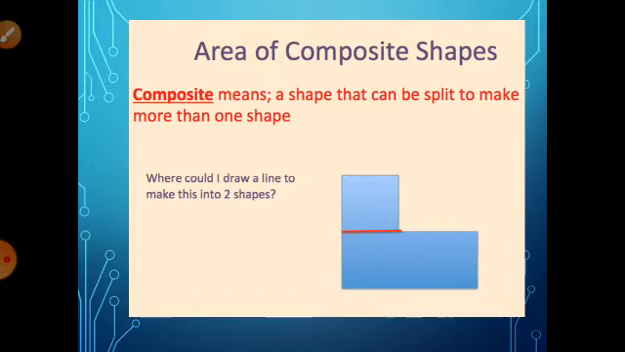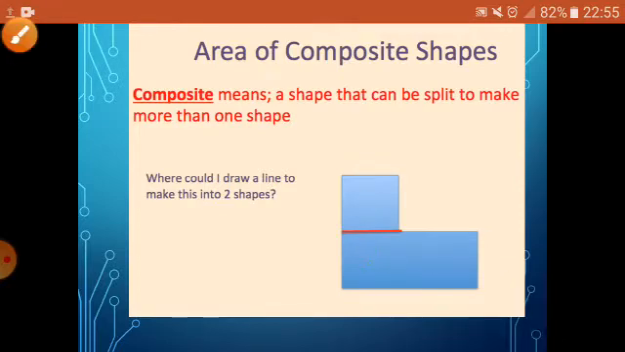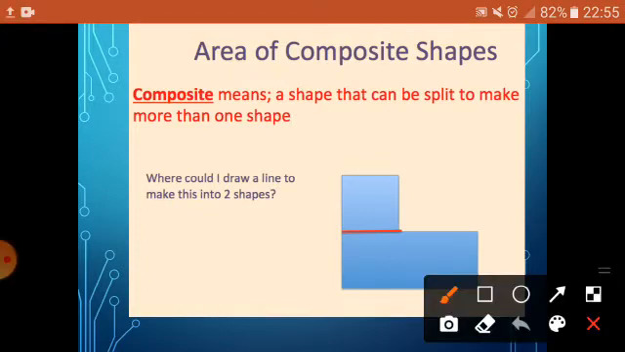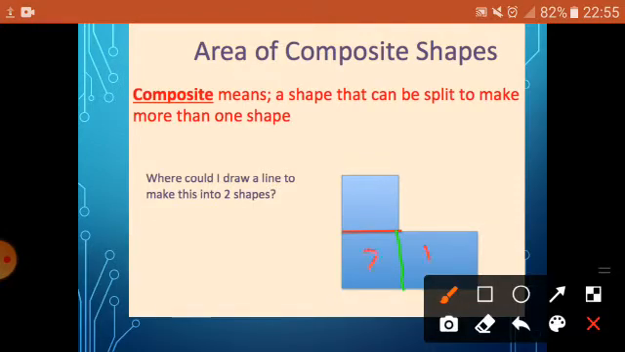So if we are able to make more than one shape from a single shape, that means it is a composite shape. So where could I draw a line to split this shape? Here is one line drawn in front of you. This is one way to make portion 1 and 2. Here is another way also. I can draw a line here like this, and then I can also make some shapes over there. So this is up to you. You can make just one, and this whole you can use as 2.